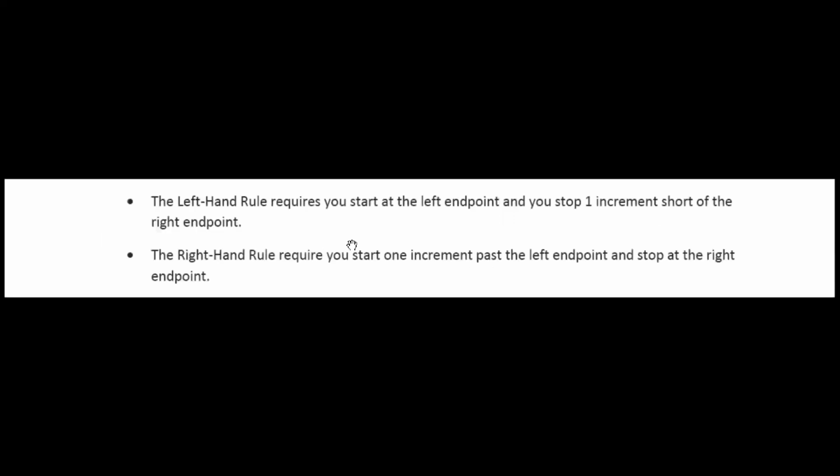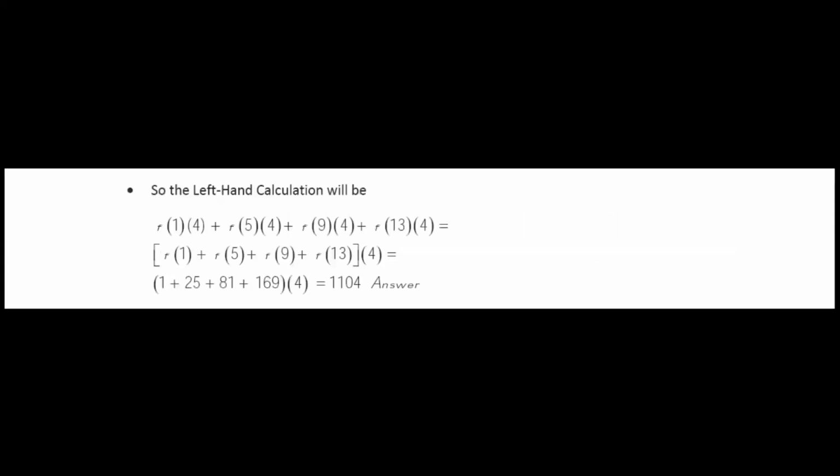So the left-hand method requires that I start at 1 and stop one increment short of the right endpoint. The right-hand method means I start one increment beyond the starting point, which is the left endpoint, and we stop at the right endpoint. Okay, I think it'll be clear when we look at this.